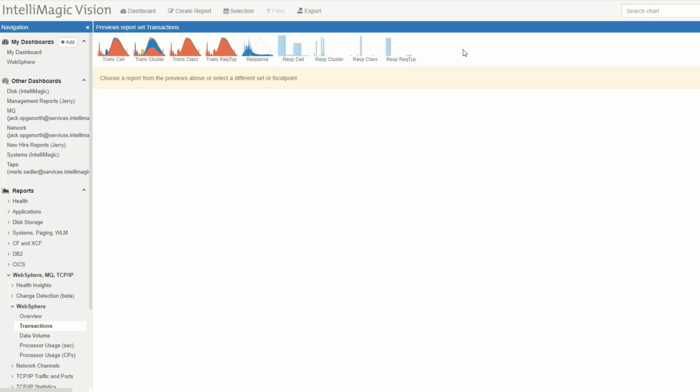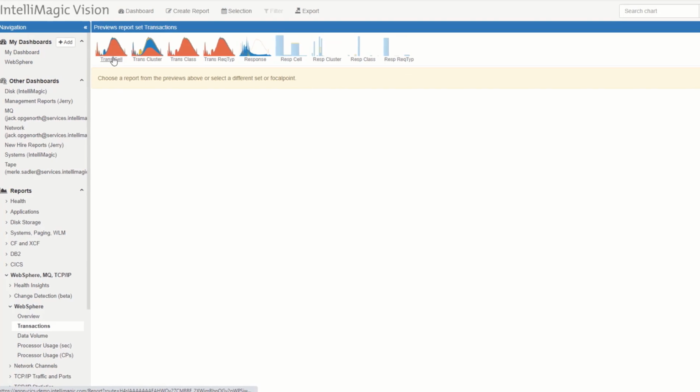Welcome to this overview of the WebSphere capabilities of IntelliMagic Vision. We're currently in the WebSphere reports, more specifically in the report set for WebSphere transactions. Along the top of the screen, you can see 9 predefined mini charts with transaction and response time data.